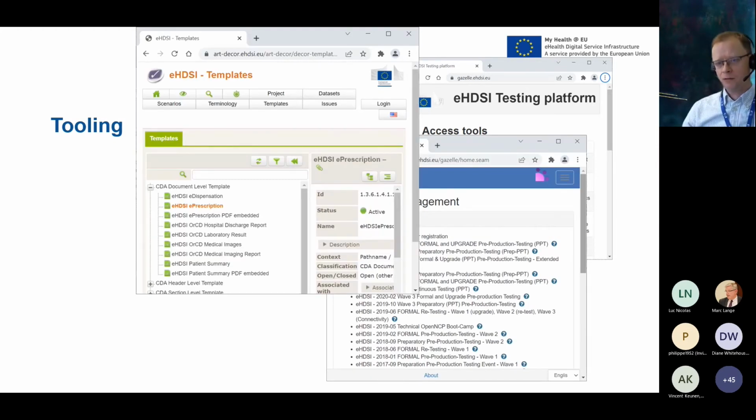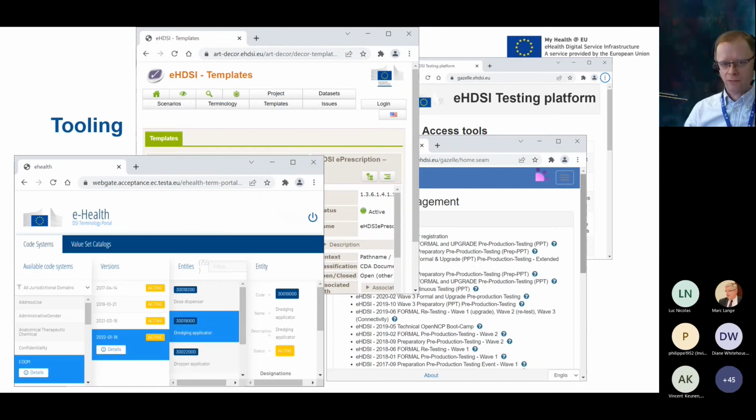Specifications themselves, they are also computable, and they can be found in the Art-Decor format. So this is more computable than those documents produced by the eHealth Network. And based on these templates, countries are developing their systems. The data is coded, so we also have a terminology portal in MyHealth@EU, which has the code systems used in the exchange of these data.